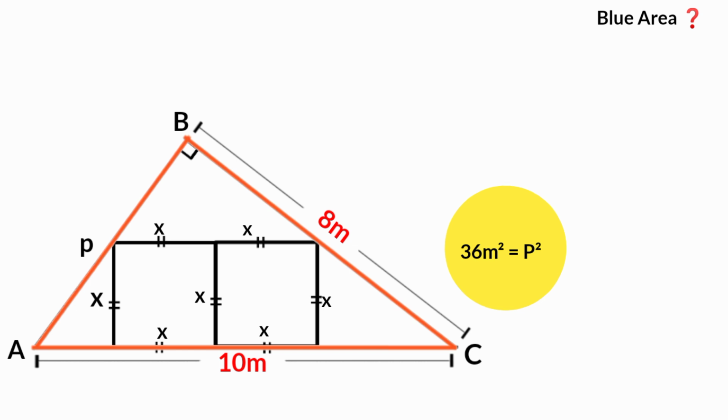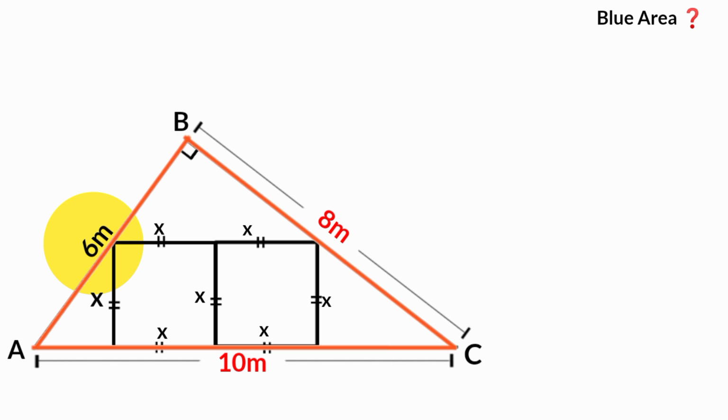Taking the square root of both sides, here square cancels square root, and here the square root of 36 meters squared is the same as the square root of 36 times the square root of meters squared. The square root of 36 is 6, and the square root of meters squared is meters. 6 times meters is 6 meters, so 6 meters equals P. That is, the length of this side is 6 meters.